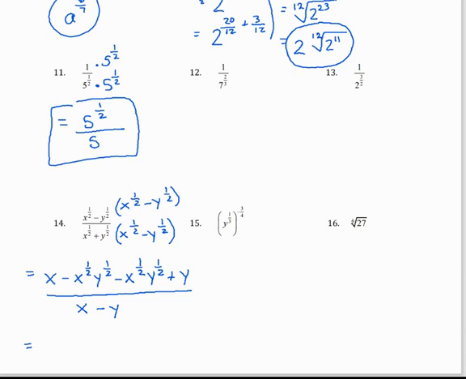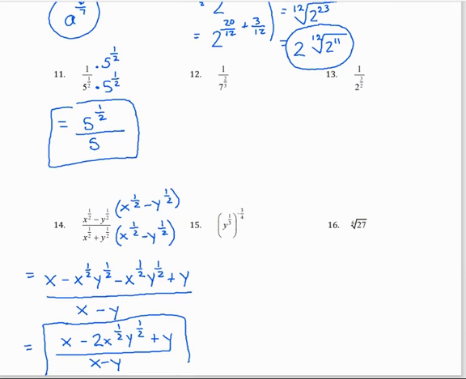Now I will clean up my numerator. We can put the two middle terms together. So I have x minus 2x to the 1/2, y to the 1/2, plus y, all over x minus y. And again, there's no canceling I'm going to do here. Even though there's x up top and x on the bottom, they're connected with those subtraction signs.